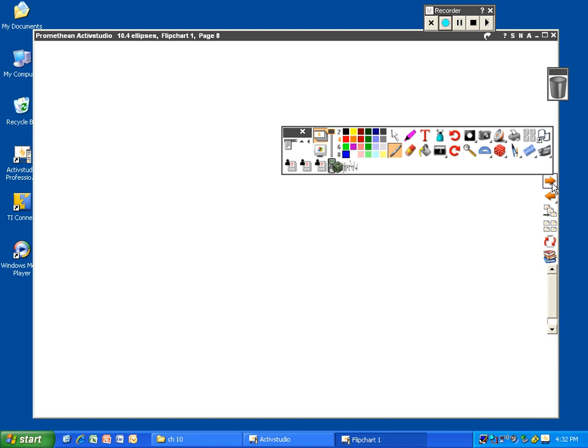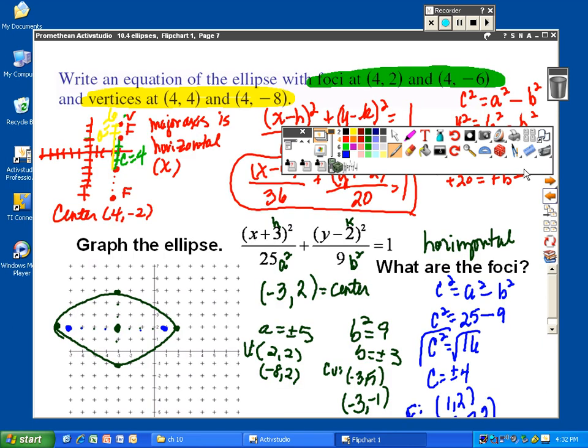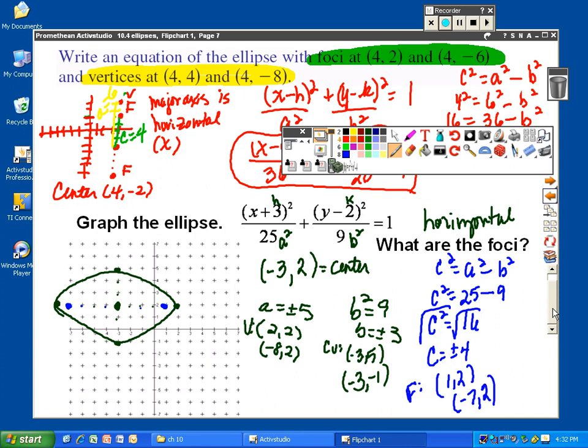All right. I would like for you to continue working on your ellipses. Make sure you do the problems that are off of the center as well on your assignment.